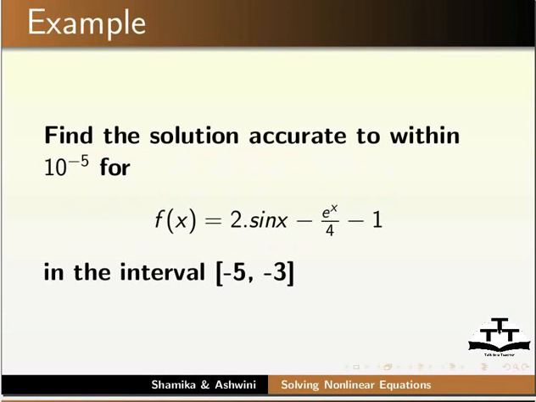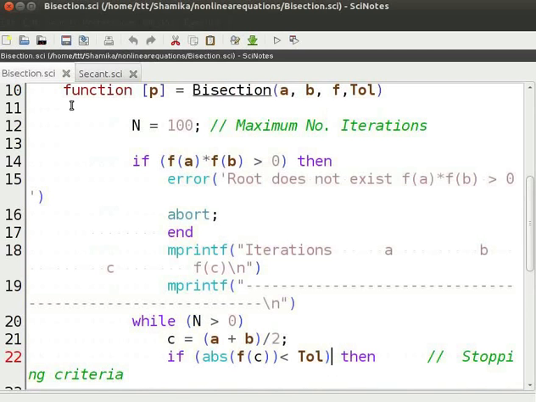Let us solve this function using bisection method. Given function f equal to 2 sine x minus e to the power of x divided by 4 minus 1 in the interval minus 5 and minus 3. Open bisection.sci on Scilab editor. Let us look at the code for bisection method.